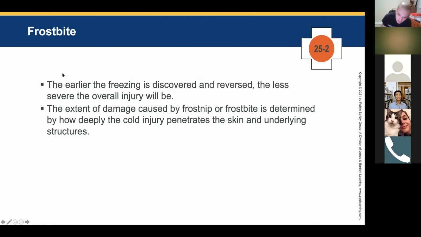So the key here with frostbite, all right, remember this. The earlier the freezing is discovered and reversed, the less severe the overall injury will be. Remember that. When we have frostbite setting in, we want to prevent it or reverse it as early as possible. The extent of damage caused by frost nip or frostbite is determined by how deeply the cold injury penetrates the skin and underlying tissues. With very superficial frostbite, that tissue, that organ, that body has a very good chance of surviving the assault. Whereas if it goes all the way down to the bone, to underlying organs, that's going to be some very severe frostbite.